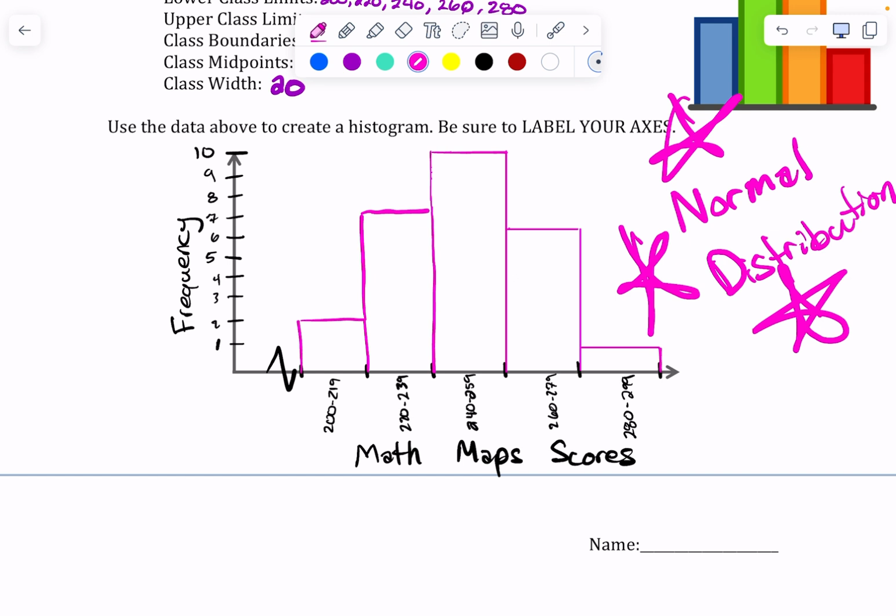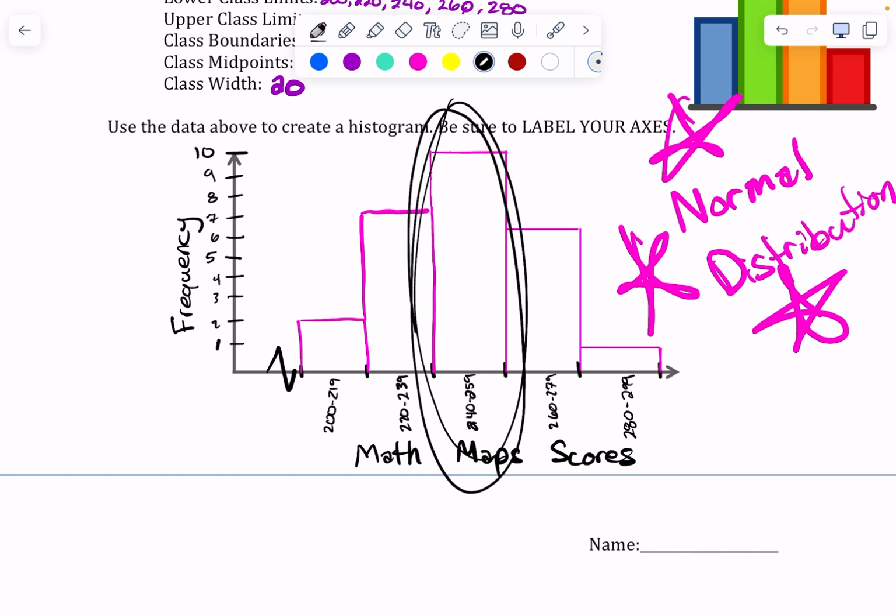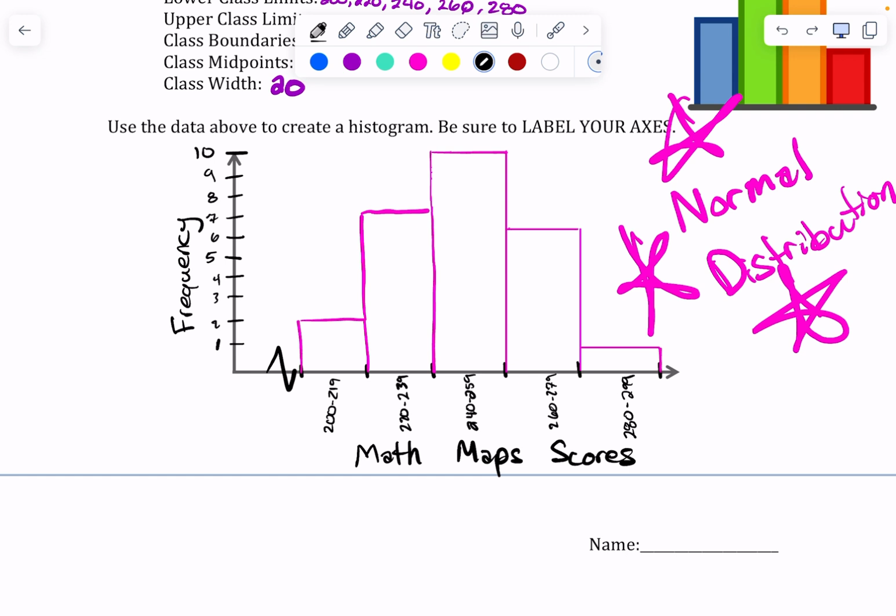Okay? That's usually what happens: you have a lot of people who live in this range, and then not very many who live over here and not very many who live over here, right? That's a lot of times what happens.